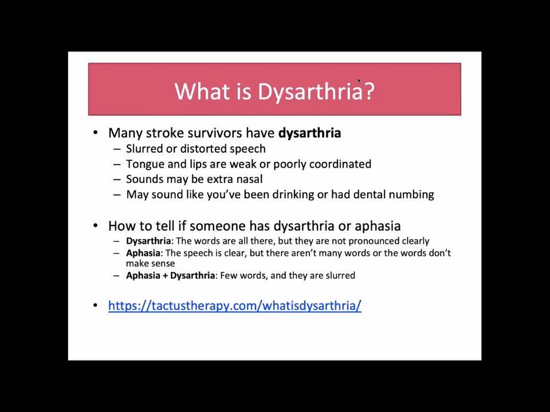And this may sound like somebody's been drinking too much or had Novocaine, had some dental numbing, and they can't really talk very clearly because they don't have the sensation or the movement in their tongue. So you know it's dysarthria, you know it's a speech problem, if all the words are there, but they're just not pronounced clearly. And you know it's aphasia, or a language problem, if the speech is clear, but the words don't make sense or there aren't many words. And some people get aphasia and dysarthria, so they don't have too many words or their words don't make sense and they're slurred.